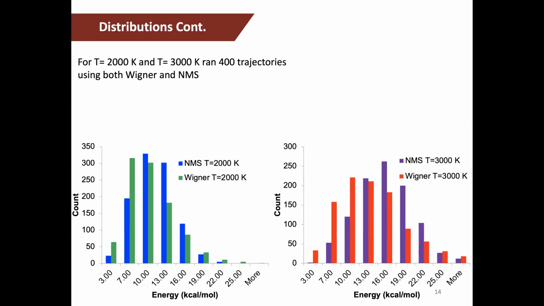So just to show you, using dynamics, how it can impact things, I ran 400 trajectories using both Wigner and normal mode sampling at 2000 Kelvin and 3000 Kelvin. And as you can see, at higher temperatures, normal mode sampling and Wigner sampling with a temperature dependence kind of yield similar distributions. It's not exactly the same, but they're starting to look more and more the same. And that actually makes sense because, as you know, at higher temperatures, quantum mechanical effects aren't going to be very important. And as you can see, plenty of these trajectories should have enough energy to overcome the S1 barrier.